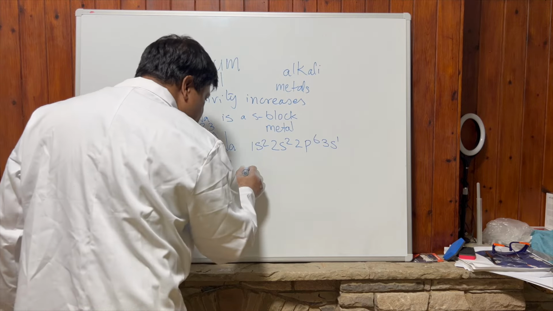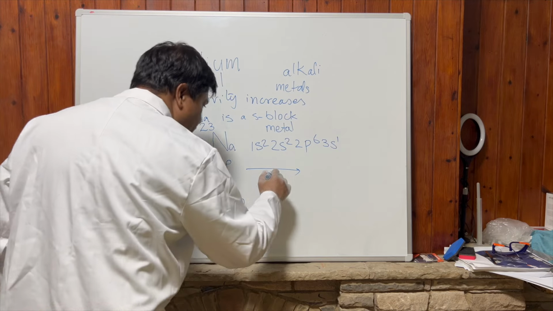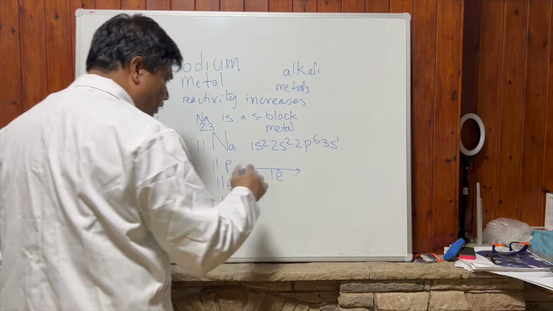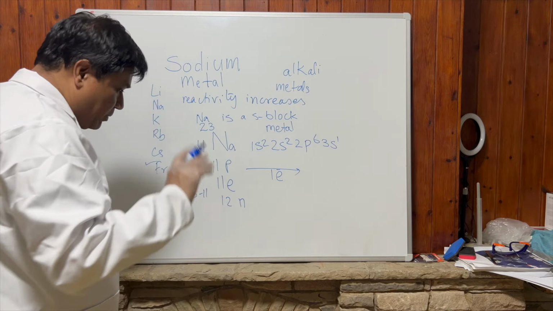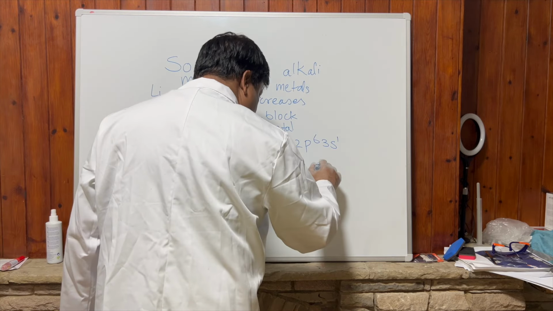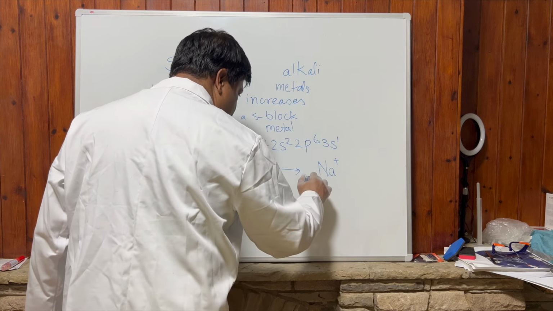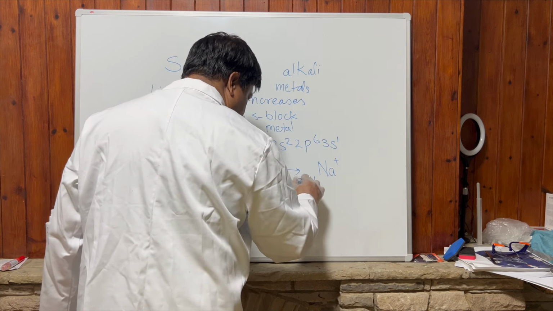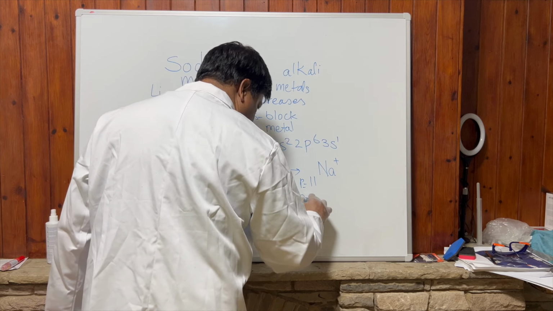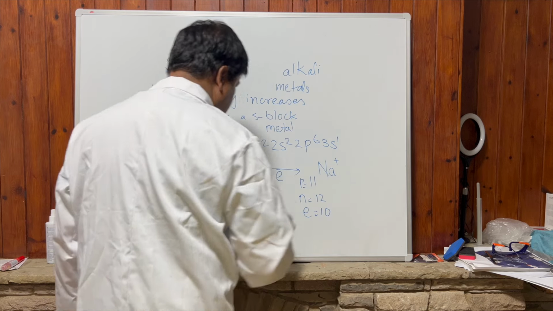Can we remove it easily? Yes, we can remove that electron. The energy required is called ionization energy. I will teach you a brief idea about the ionization energy in a separate video. So sodium loses one electron and becomes Na+. It has 11 protons, number of neutrons equal to 12, and number of electrons equal to 10 because it lost one electron.